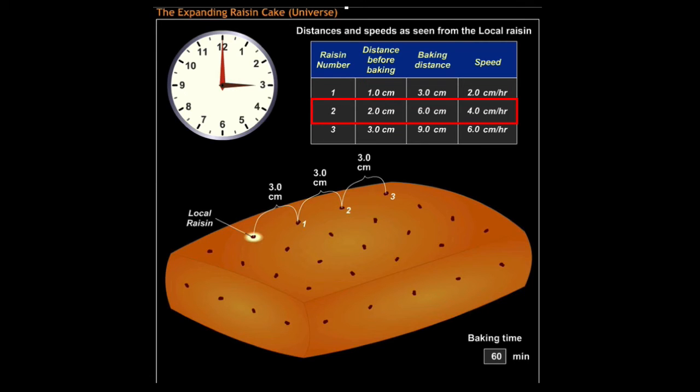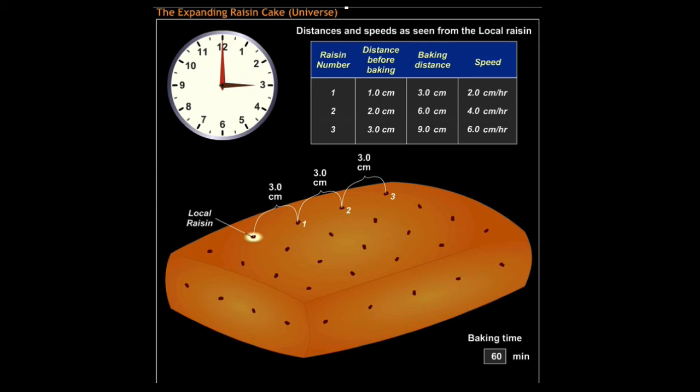The distance to raisin 2 increased from 2 centimeters to 6 centimeters, so it was moving away from the local raisin at a speed of 4 centimeters per hour. The distance to raisin 3 increased from 3 centimeters to 9 centimeters, giving it a speed of 6 centimeters per hour away from the local raisin.